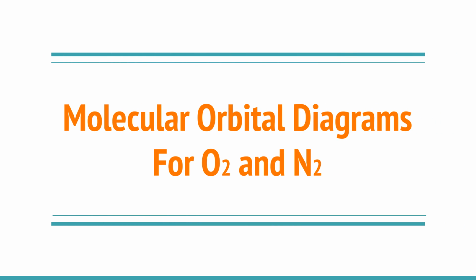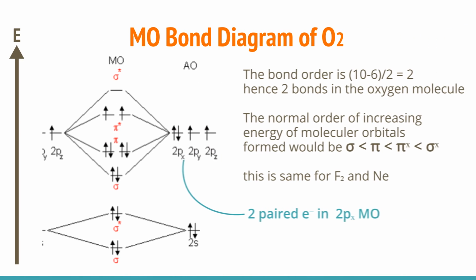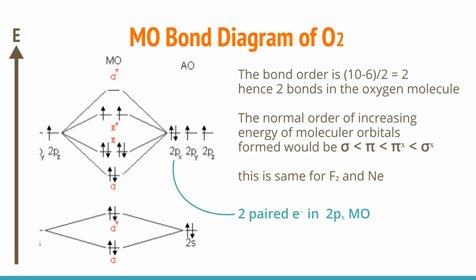Let's have a look at molecular orbital diagrams for nitrogen and oxygen molecules. When sketching the molecular orbital diagram for the molecule of oxygen, we start filling the orbitals with electrons in order of increasing energy from sigma 2s to sigma star 2s, then sigma 2p, pi 2p, pi star 2p, and the last one, sigma star 2p, which is the highest in energy. We can observe that oxygen atoms have in their 2px orbitals two paired electrons.